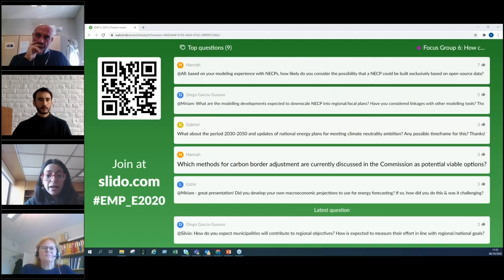And of course, we already consider linkage with other modeling tools, and we are advancing in the assessment of many other modeling tools that we can use to go on improving our modeling. Thank you.